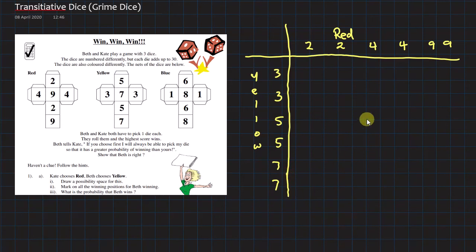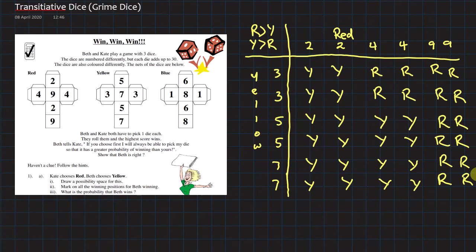Now, our outcome in here is who wins. Is it going to be a red win or a yellow win? So I'm just going to put red or yellow for whoever wins. So the 3-2, yellow wins. 3-2, yellow wins. Now we get up to the point where yellow loses and red wins. Red wins, red wins, red wins. I'll continue this on my own. Finish the table off and then we'll talk about the probabilities.